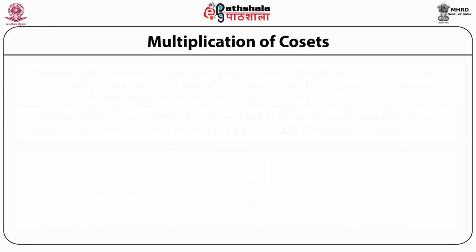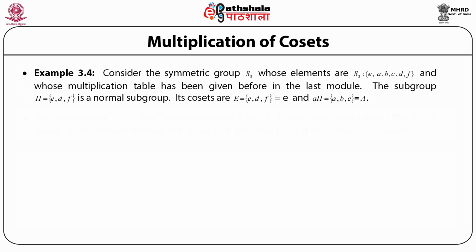We will illustrate what we have discussed above with the help of an example. Consider the symmetric group S3, whose elements are E, A, B, C, D, and F, and whose multiplication table has been given before in the previous modules. The symmetric group S3 has the subgroup H with elements E, D, and F, and it is a normal subgroup.